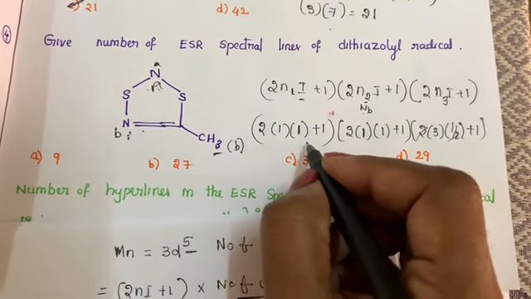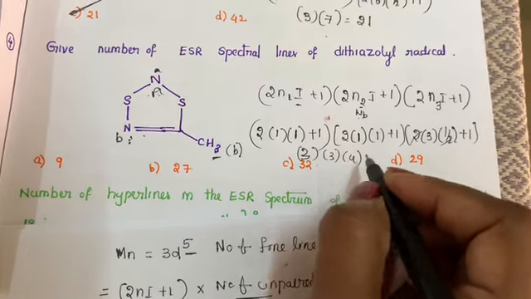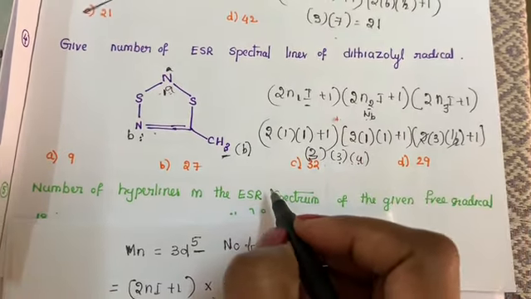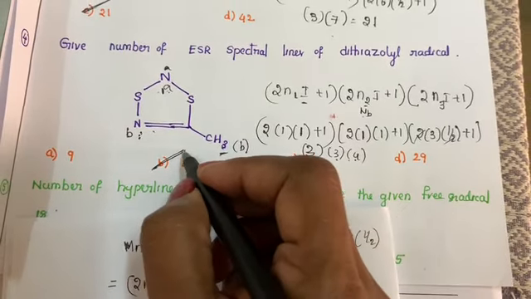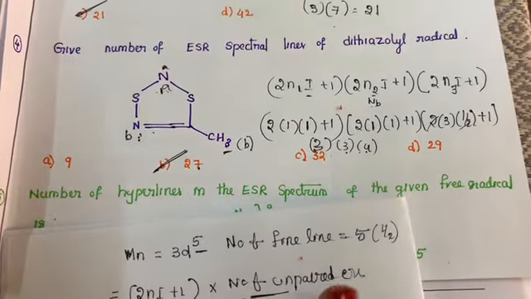So you will get a total of 3, 3, 4. So you will get a quadruplet of triplets. That means in total you will get the value of 27. So option B is the right answer. This question was asked in the assistant professor examination recently.